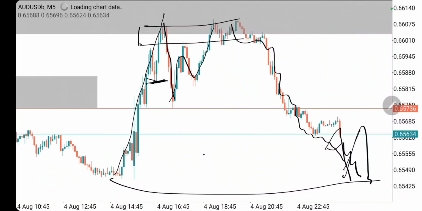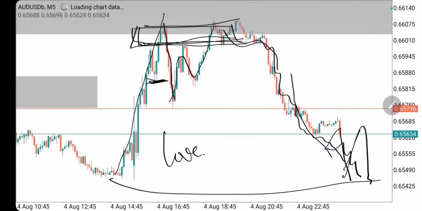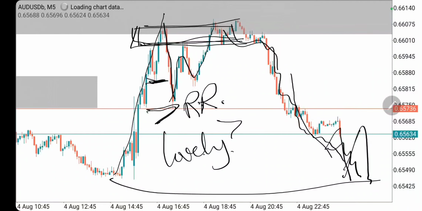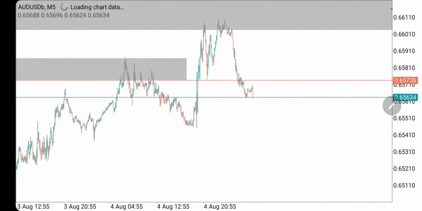There was a break of structure right here, and price came back to the zone that triggered the break of structure, and the market sold. This is lovely. Why is it lovely? Because it gives you a higher risk to reward ratio and a higher win rate.